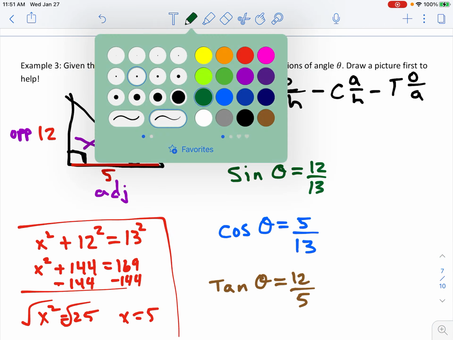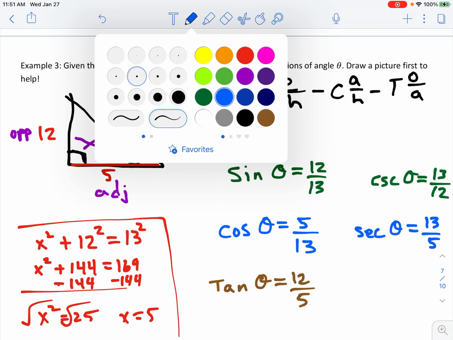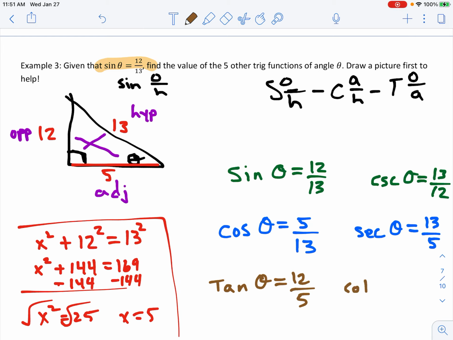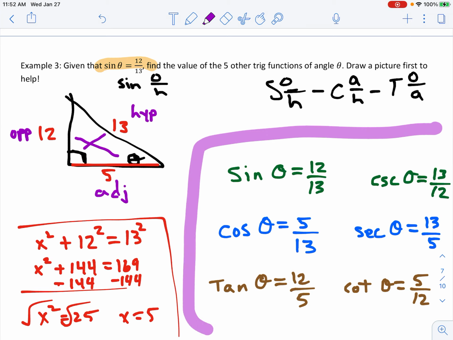Now, after we get our first big 3, let's go back and find our other 3. Cosecant is sine flipped, so let's flip 13 and 12 to a new spot. Secant is cosine flipped, so let's flip 13 and 5. And then last, cotangent should be the tangent flipped, so let's flip it and call it 5 over 12. Our final answers are inside the highlighted box, our 6 functions.